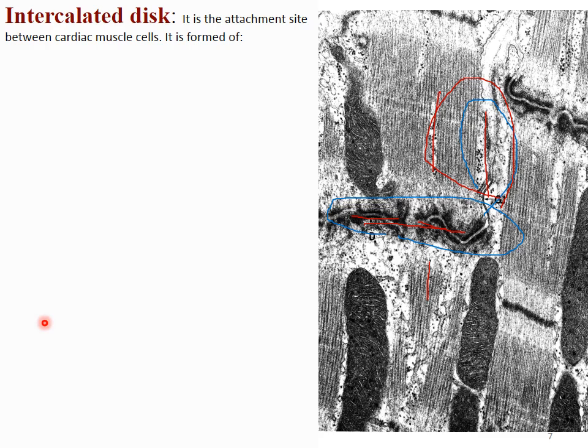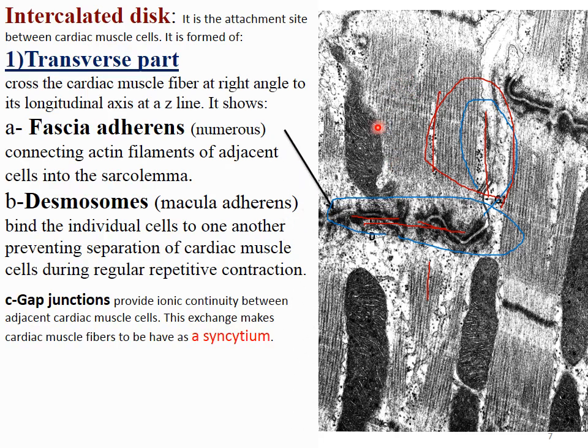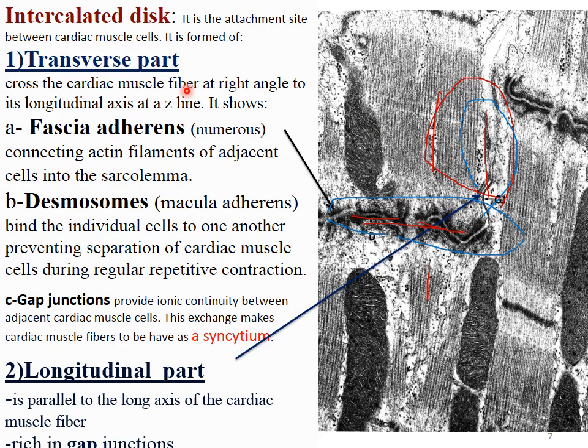Intercalated disc. What about the intercalated disc? Intercalated disc is the attachment site between cardiac muscle cells. Intercalated disc consists of a transverse part and a longitudinal part. The transverse part crosses the cardiac muscle fiber at right angle to its longitudinal axis at the Z-line. The longitudinal part is parallel to the long axis of the cardiac muscle fiber.